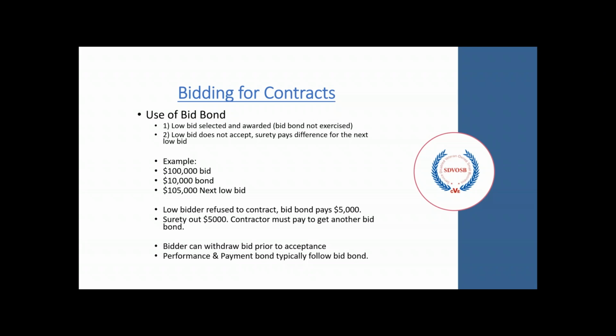A bidder can withdraw from the bid process prior to the acceptance of their bid. If they feel that they are going to be the low bid and they don't have the resources or the capability to pursue the work, they can remove themselves from the process before the bids are opened and try to avoid their bond being activated. Performance bonds and payment bonds are usually filled out and applied following the bid bond.